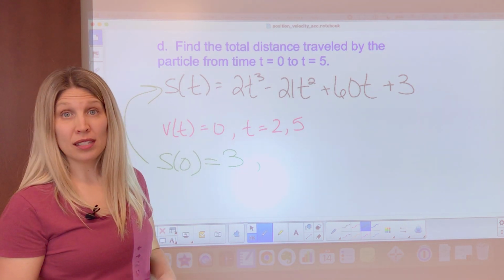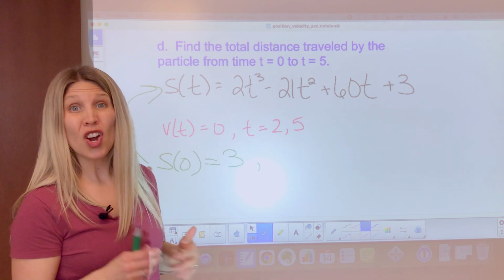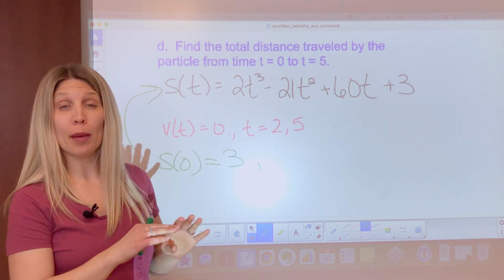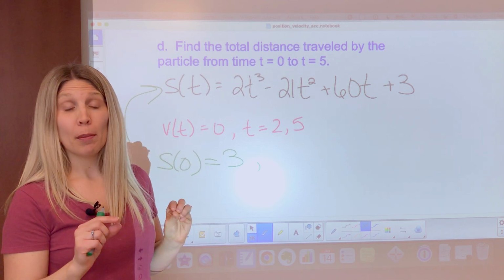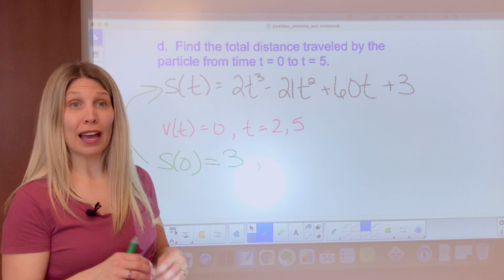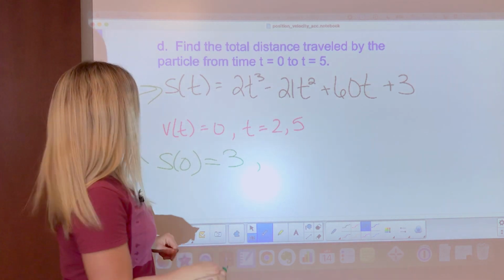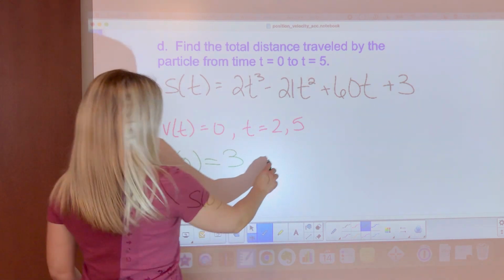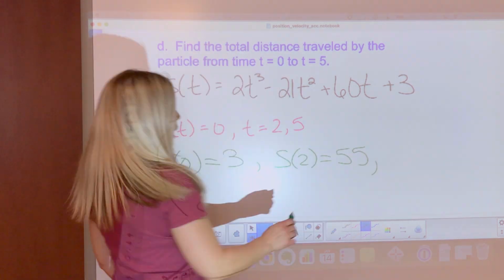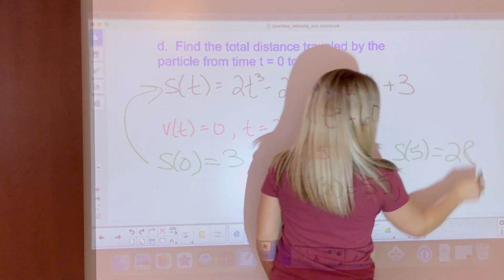Now to find out the rest, you can stick them into your calculator and just plug in the equation, or what I do is I go to my y equals on my scientific calculator. I put this function into my y equals, and then in the graphing capabilities, you can evaluate x at a specific number, and it will give you the y values. When you do that, you'll find that s of 2, when your position's at 2, you're at 55. And at time 5 seconds, your position is 28.